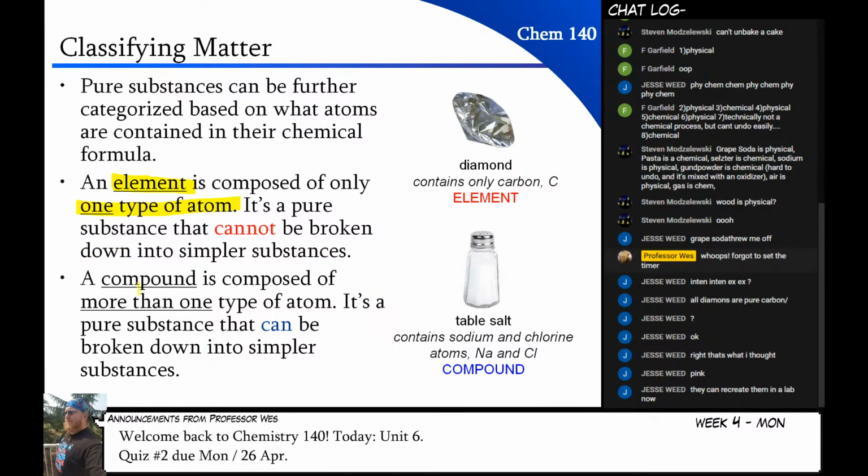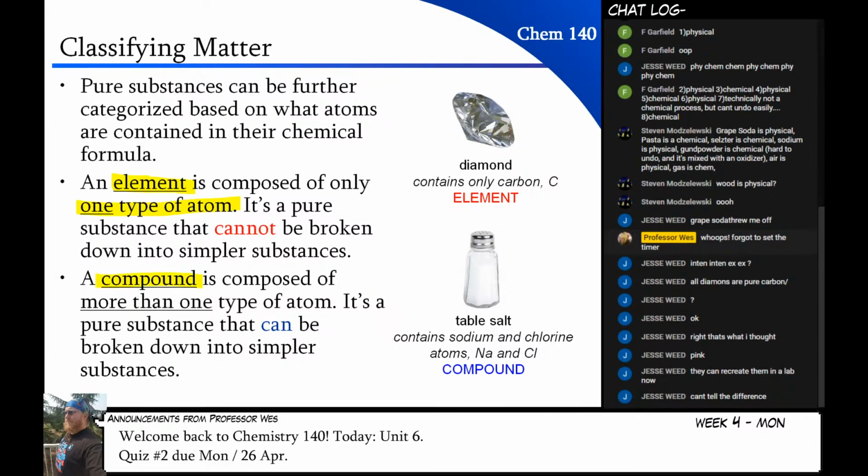Now, what if you have more than one element? What if you have two or more? You could have any number greater than one. We're going to call that a compound.